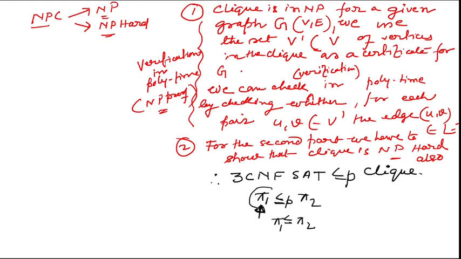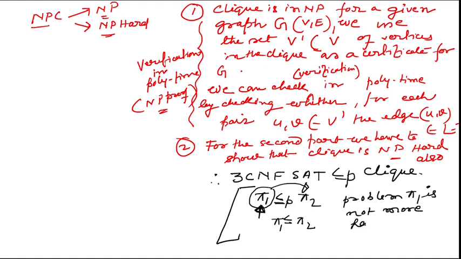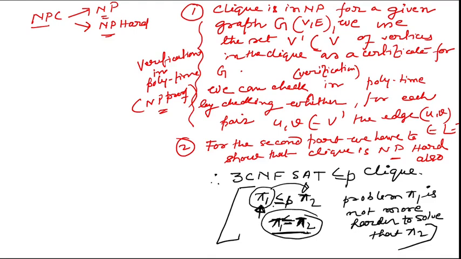That means if you can reduce this problem in polynomial time to this problem, the other way of saying is that problem pi 1, just for your information, is not more harder to solve than problem pi 2. This is also another way of looking at the problem, because for reducing in polynomial time to problem pi 2, this is a less than equal to symbol. That means problem pi 1 at most can be as hard as problem pi 2, not more than problem pi 2, or it is less hard. This is also another way of saying this. Okay, fine. That means it is a bit like an if and only if kind of statement.